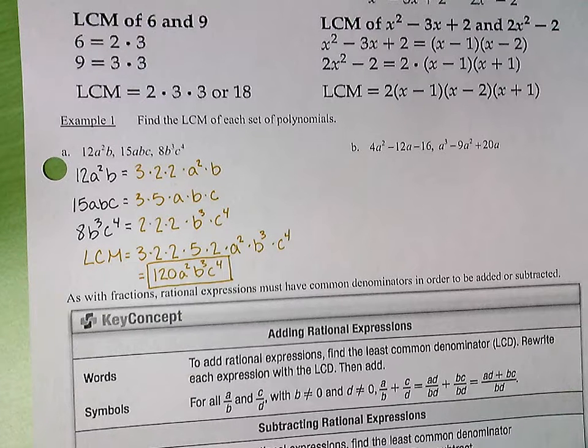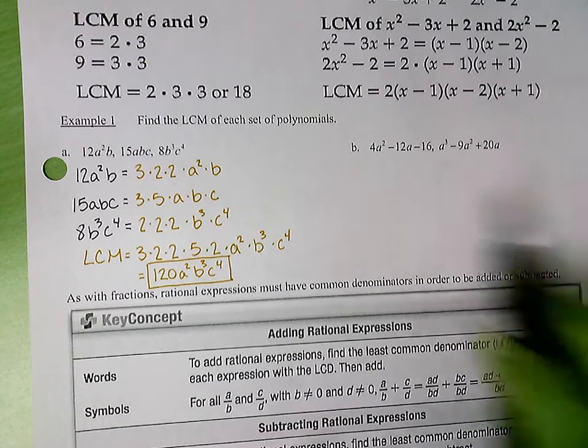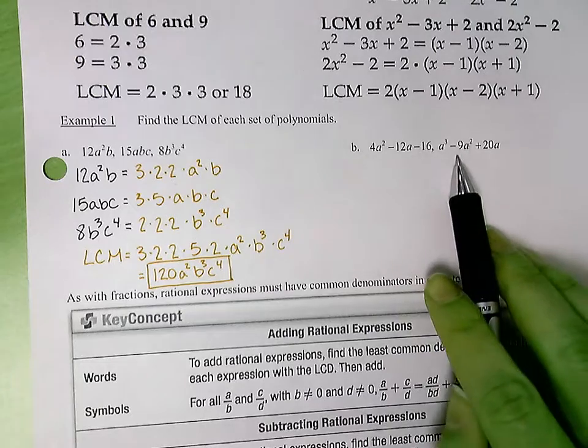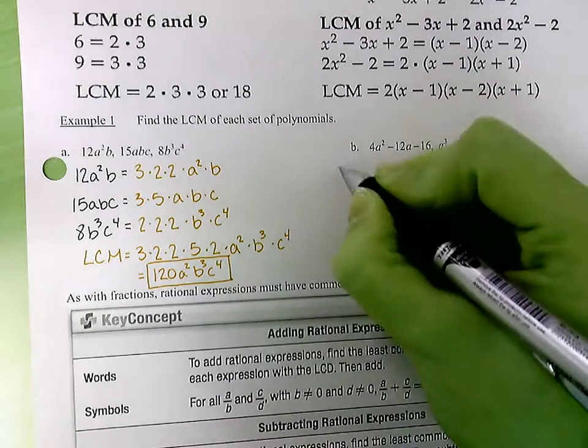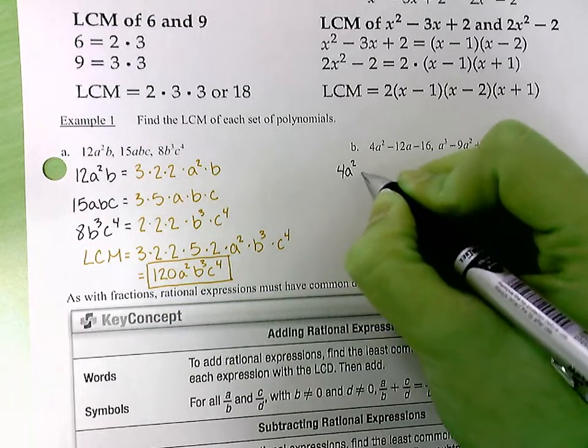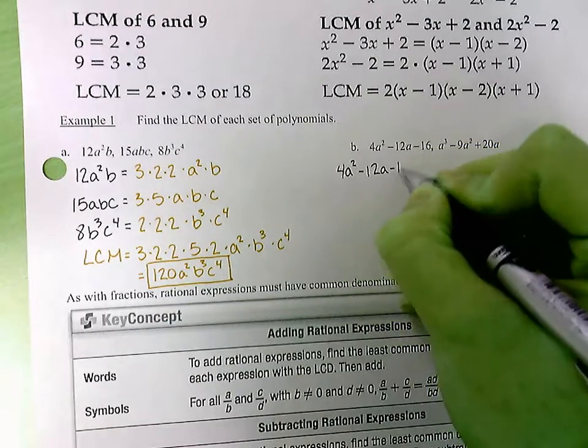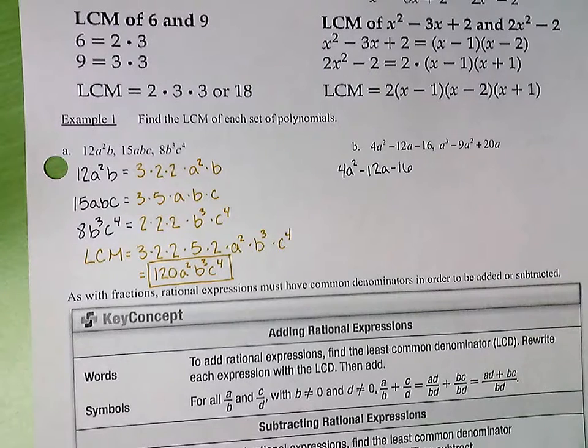Questions on letter A. So that's one where we don't need to factor out a polynomial. Okay. In letter B, we do need to factor these polynomials. So we have 2 here. Okay, our first one is 4a squared minus 12a minus 16.